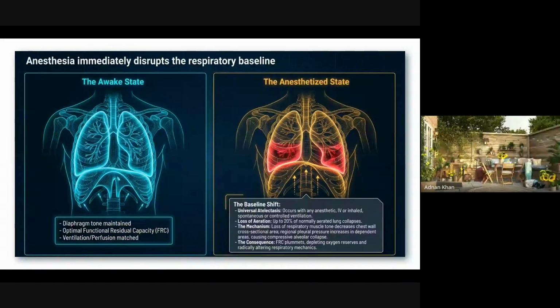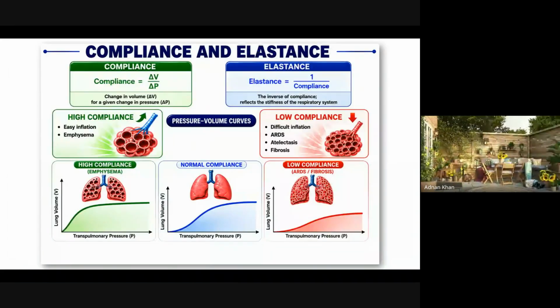But after the induction of general anesthesia, the respiratory muscle tone is lost, the diaphragm moves upwards due to abdominal pressure, and functional residual capacity falls. As lung volume decreases, the dependent alveoli collapse, producing atelectasis and low ventilation perfusion regions. These changes reduce the lung compliance and oxygen reserve, increasing the risk of hypoxemia. This is particularly important in thoracic anesthesia because the dependent lung becomes the only ventilated lung during one-lung ventilation.